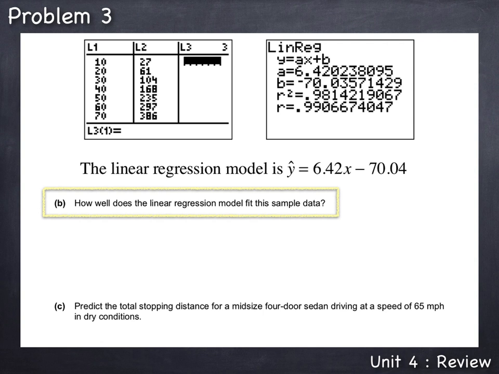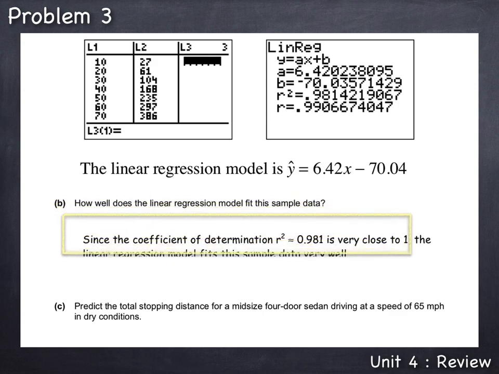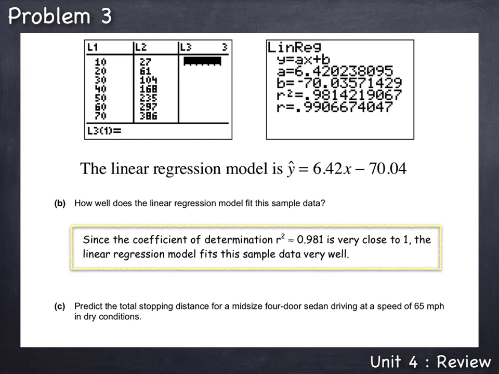The idea here is that the coefficient of determination, r-squared, whenever it's very close to 1, fits the sample data very well. But when the coefficient of determination, r-squared, is close to 0, it means the regression model does not fit this data very well. So here we could see on the calculator that the r-squared is equal to 0.981.